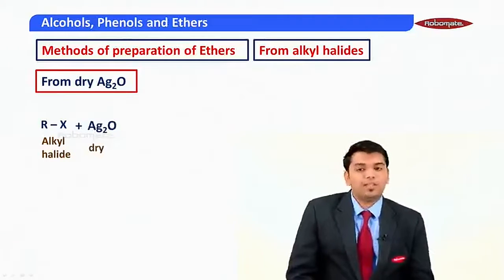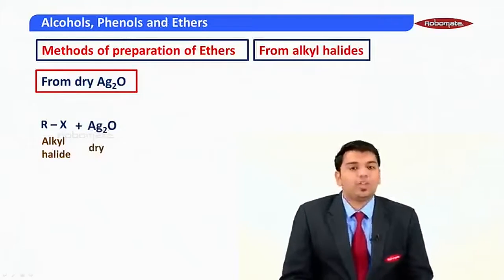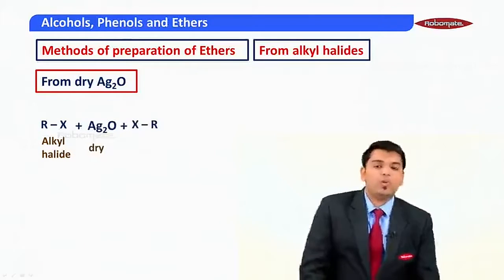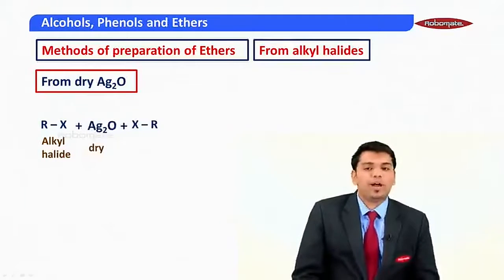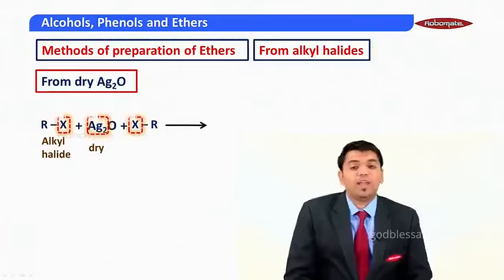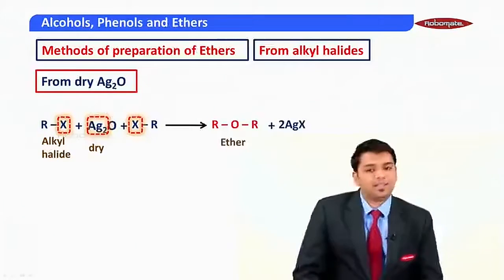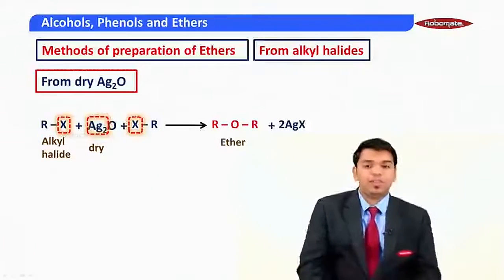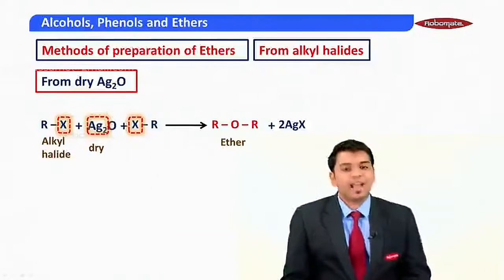Now what happens here is the ratio of RX to Ag2O is 2:1. So we add one more molecule of RX. And when we heat this, what happens is that Ag reacts with X to form AgX. And what we are left behind with is ROR, that is an ether.